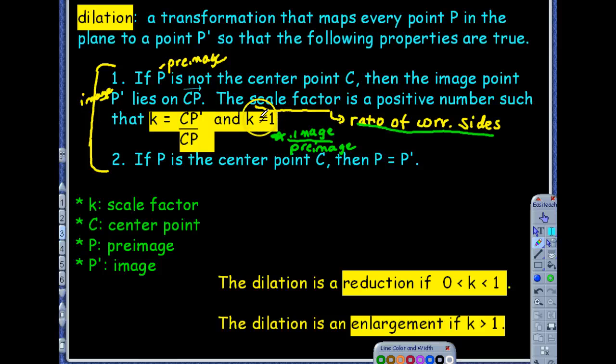But sometimes they don't. And if they give you the distance from the center to the image, you're going to compare that to the center to the pre-image's distance.